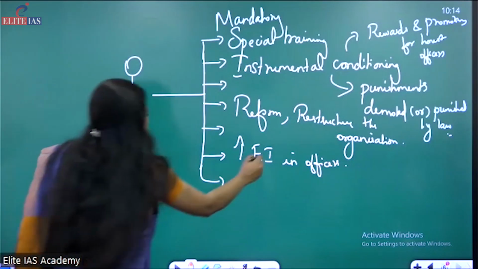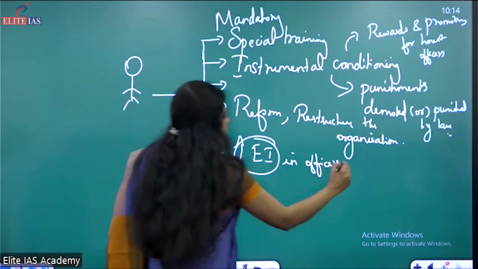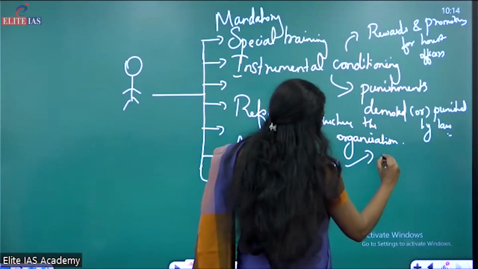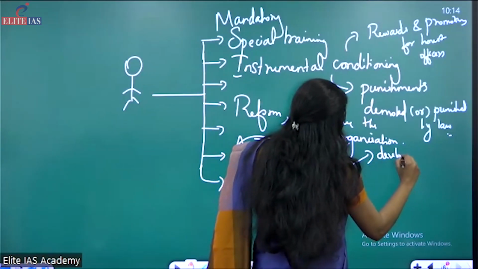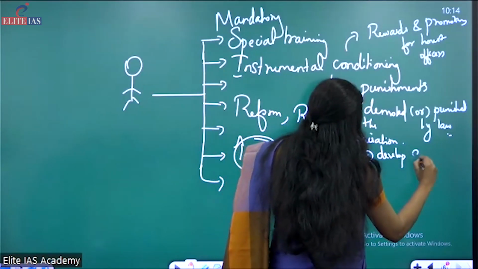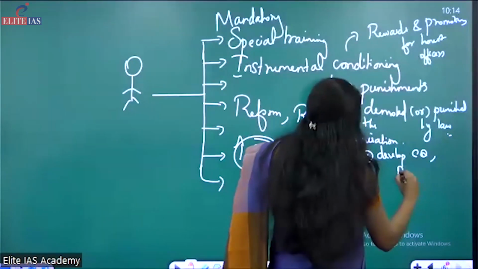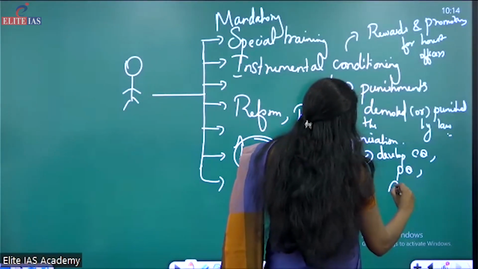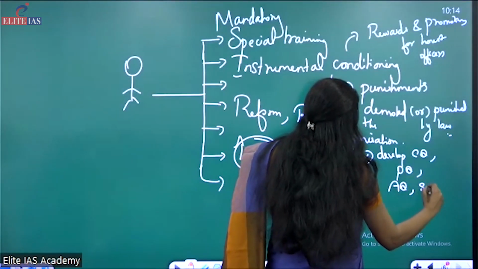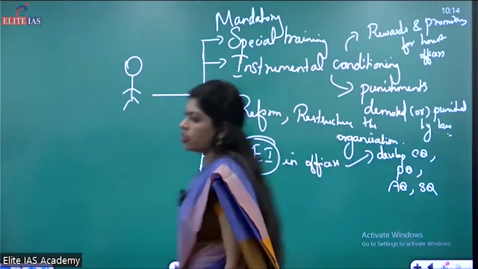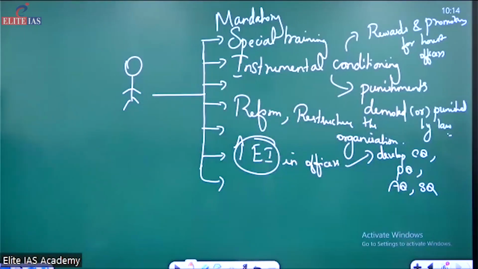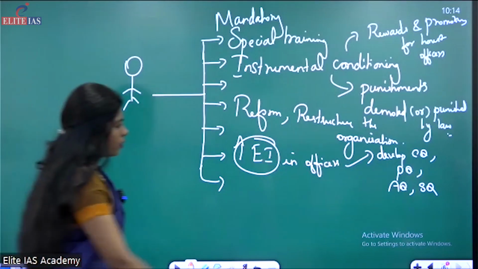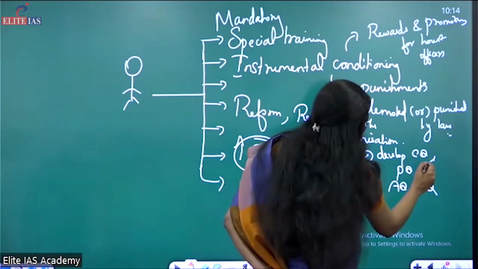Emotional intelligence. Not only that, along with this, you can also develop CQ, PQ, AQ, SQ. What are these Qs? Quotient. Quotient. What? Very good. So what quotient is it? Attitudinal. Okay. C, curiosity quotient.